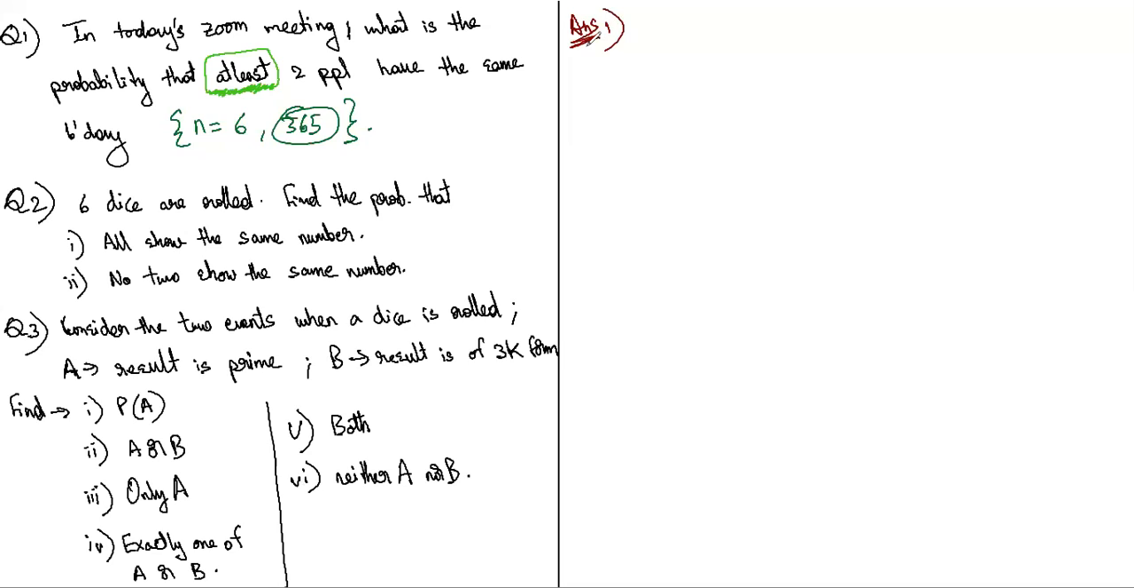What is the probability that at least two people have the same birthday? Probability that at least two have same birthday. This can be written as 1 minus probability that no one has same birthday.